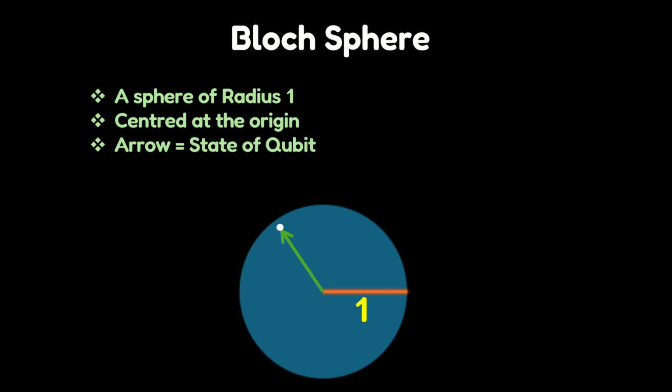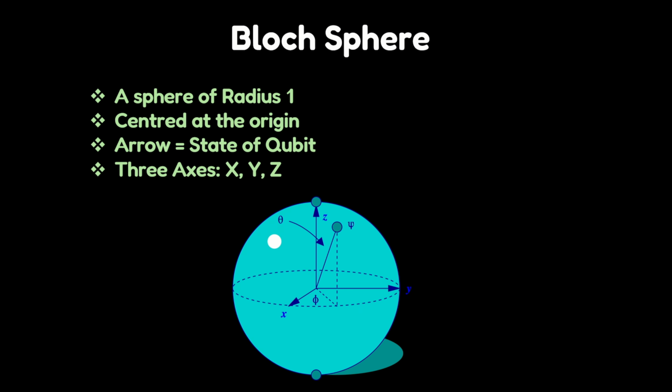The Bloch sphere has 3 axes: the x-axis, the y-axis, and the z-axis. Today we will focus only on the z-axis. We will not discuss the other axes yet. We will discuss them later when we learn quantum gates and rotations.